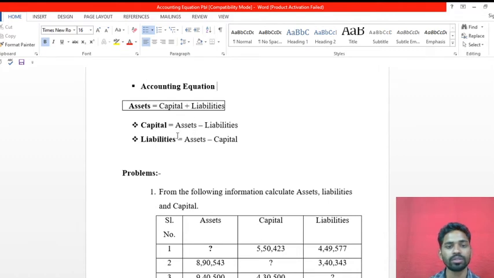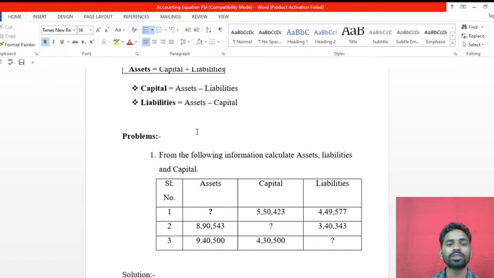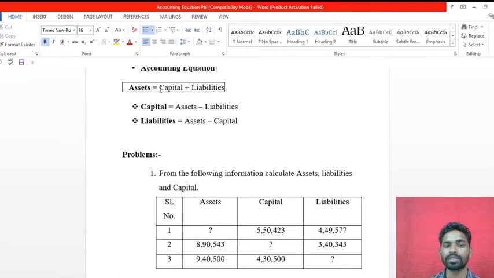On this, a problem will come for 5 marks or 2 marks, to solve the accounting equation. You should know this equation: assets is equal to capital plus liabilities. Now how to ascertain capital? Assets minus liabilities. How to ascertain liabilities? Assets minus capital. You should know this.